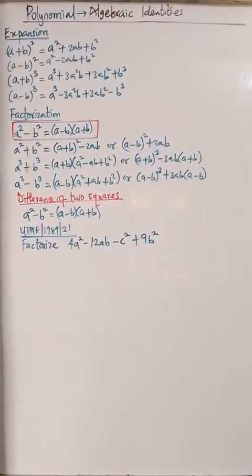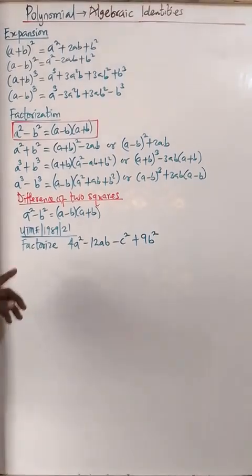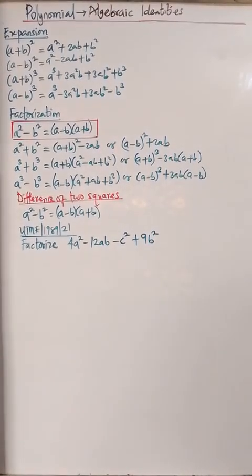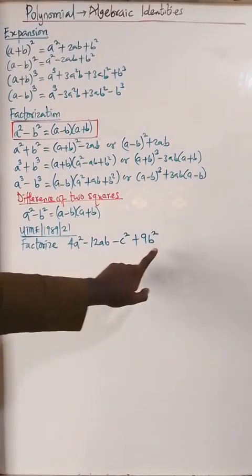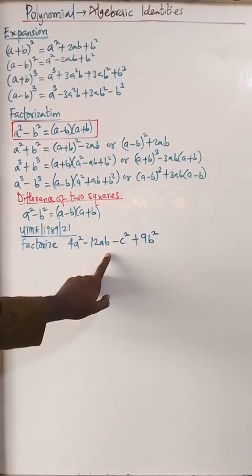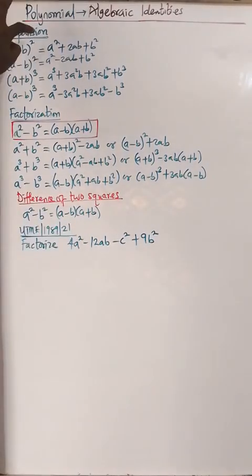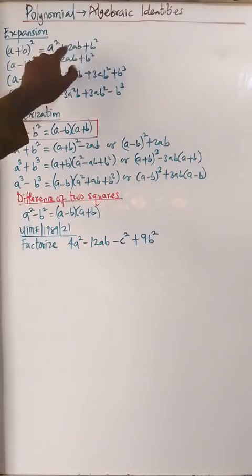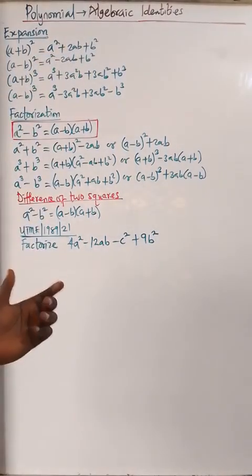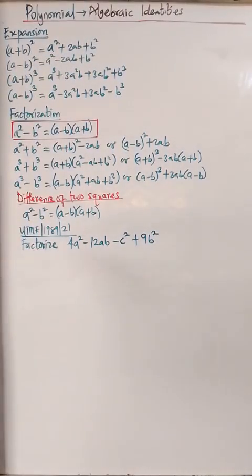Let's solve more questions. Consider this question from ETM 1989. We are told to factorize this. When you look at this initially, it doesn't look like difference of two squares. But if we check very well, we have a, we have b, we have ab, and c. So this means here we have a perfect square. When we talk about difference of two squares, it means you have two perfect squares.